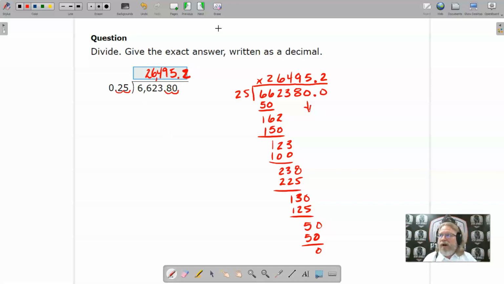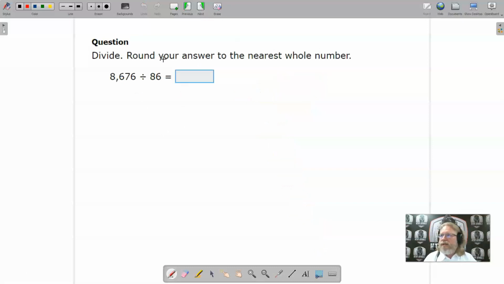26,495.2. Wow. Now on the next one, it's going to say divide and round your answer to the nearest whole number. So at this point, instead of working it out this way, I'm going to go ahead and put this into a calculator and see what we get.